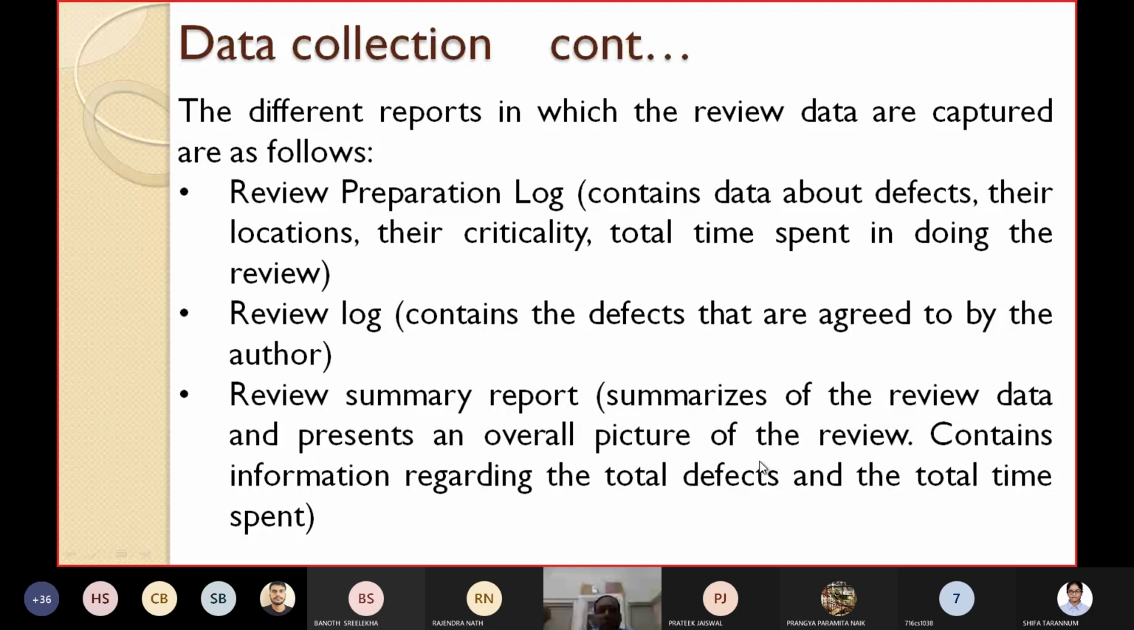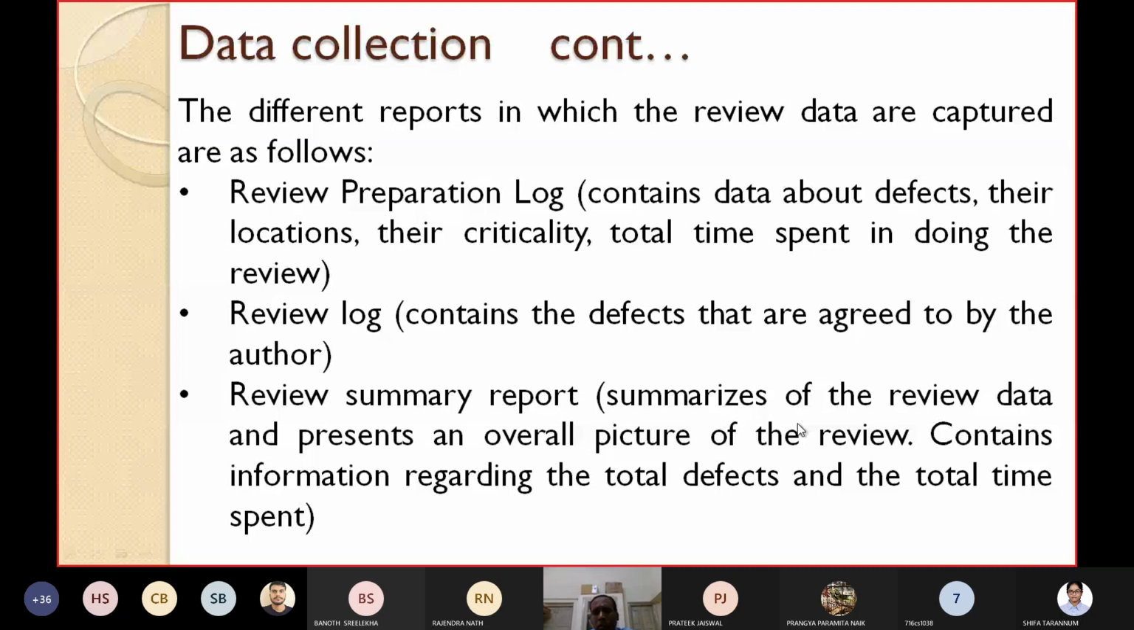Not only that, the observations and the suggestions the reviewers have given may also be placed in the review summary report. So 3 documents will be required: review preparation log, review log, and review summary report.